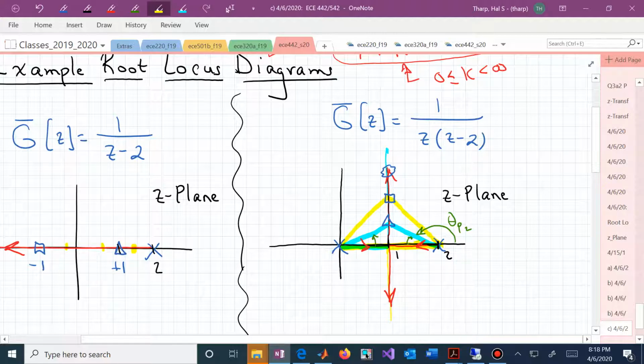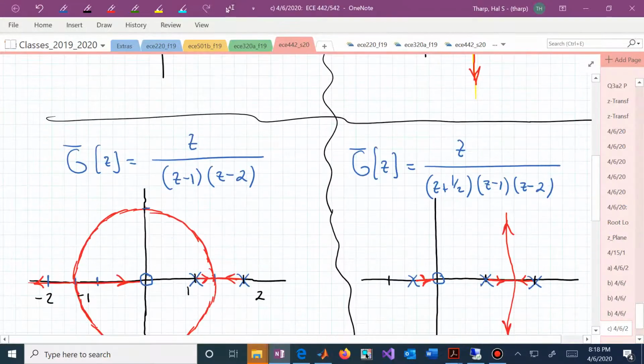Every point on that line belongs to the root locus: at the triangle, at the square, and at the cloud. All of those values have the right angle on any point on that red line. These are just representative points or locations.